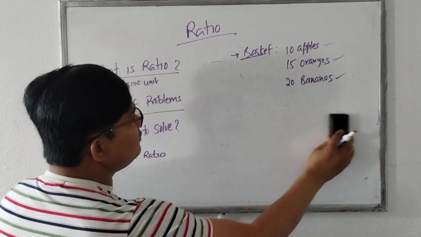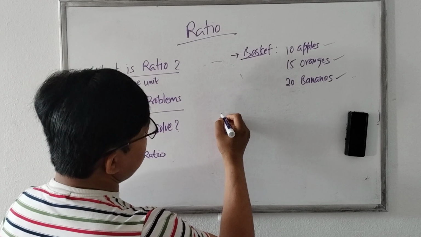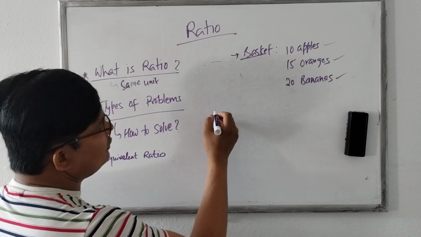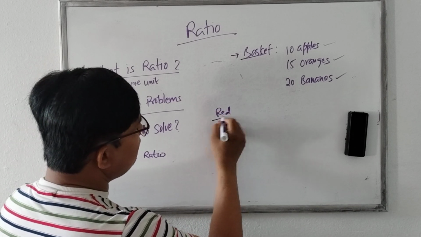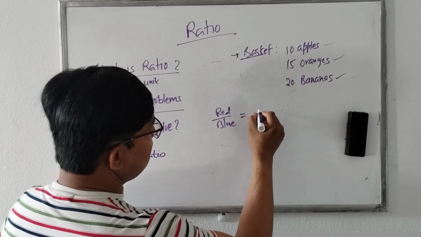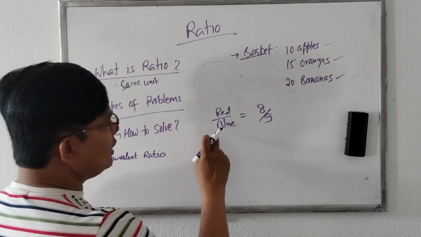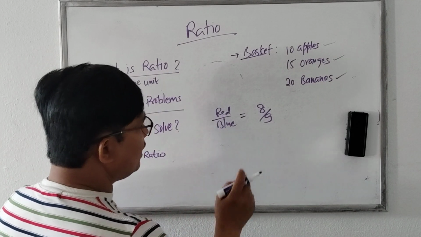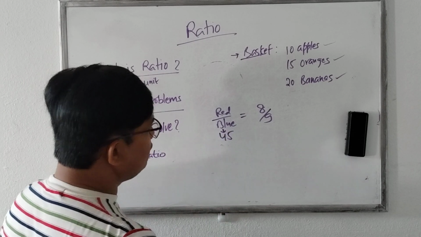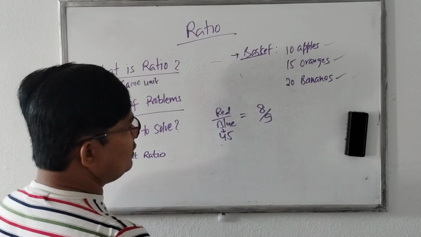Another type of problem could be, let's say, I have a fruit basket again, or marbles. There are some red marbles and blue marbles, and their ratio is given as 8 by 9, for example, and you are given the number of blue marbles. Let's say there are 45 blue marbles, and you have to find how many red marbles there are if their ratio is 8 by 9.